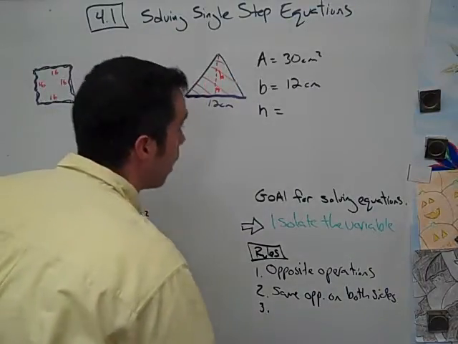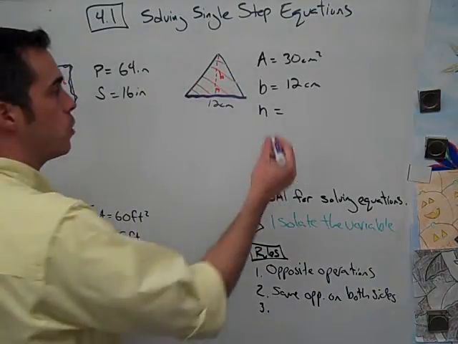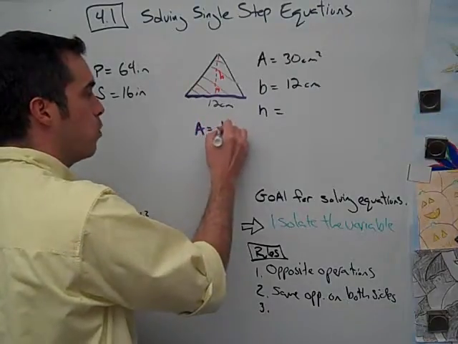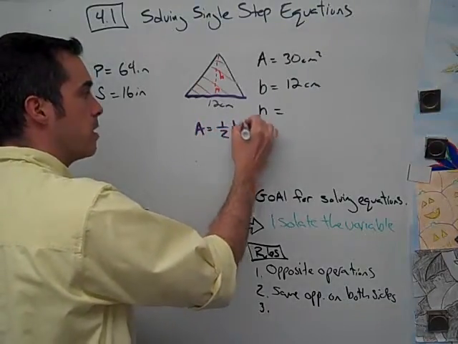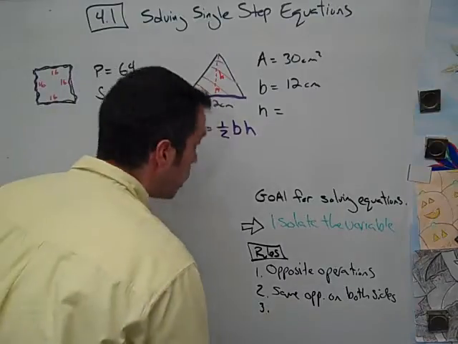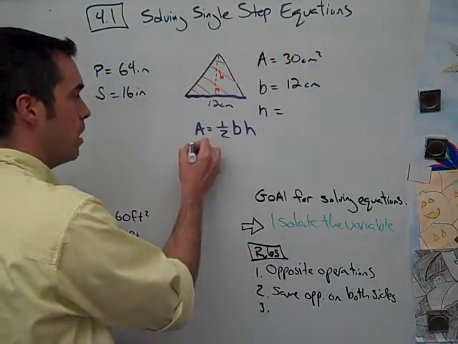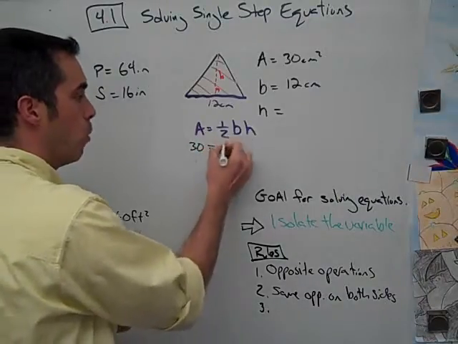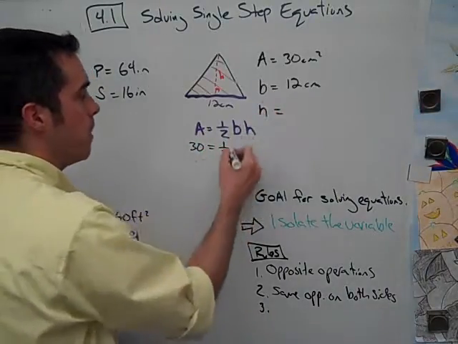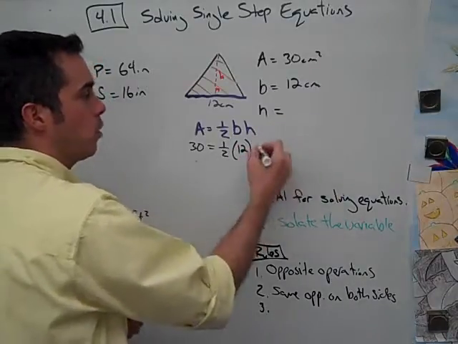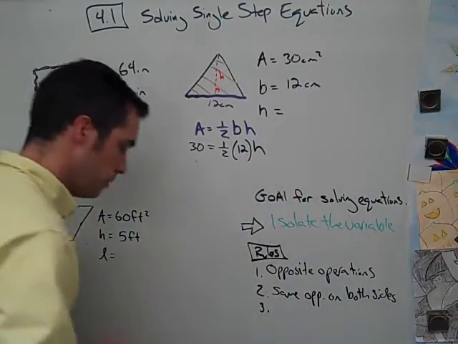So I'm going to start off with my area equation. Area of a triangle is 1/2 times the base times the height. So I'm going to go ahead and put in all of the information I know. Area is 30. 1/2 is a constant. My base is 12, and I don't know my height. I'll leave that as a variable.